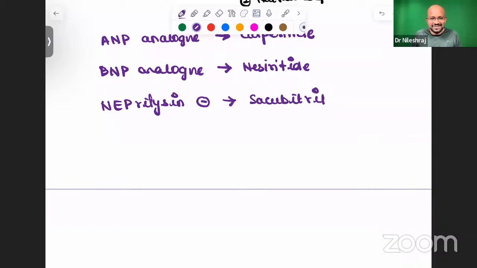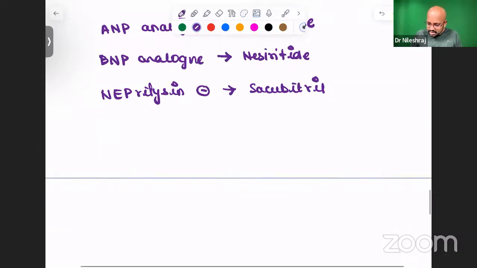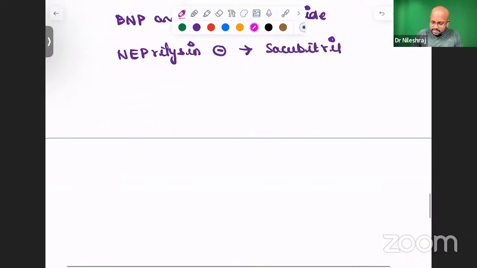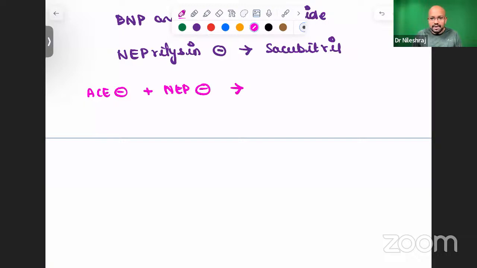Yes, but the "-tril" drugs, Gopinath, you are right. Neprilysin is an enzyme which is inhibited by the NEP inhibitors. So what we have found is we have started giving an ACE inhibitor in combination with a NEP inhibitor, and we also have certain ARB plus NEP inhibitor given together as a combination.